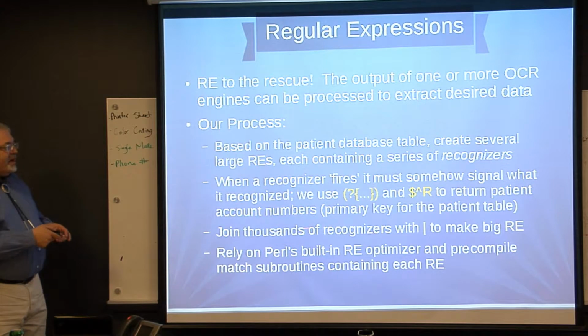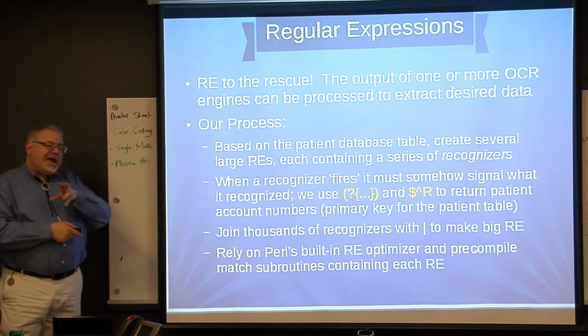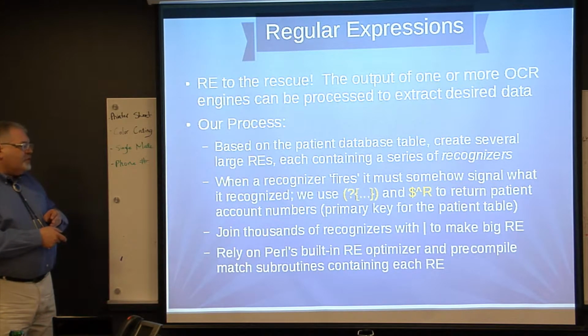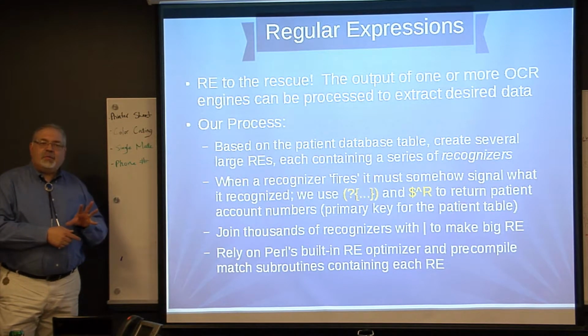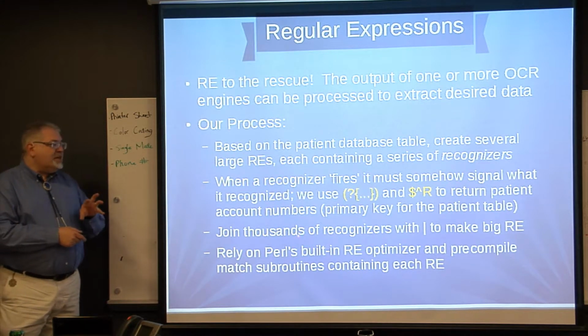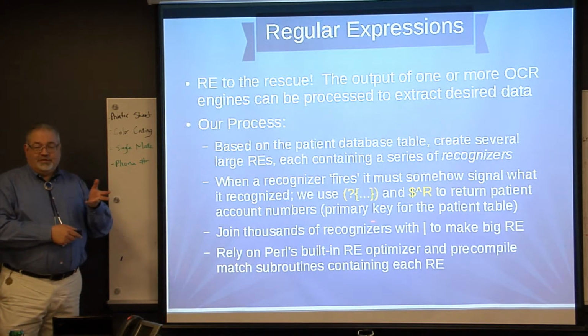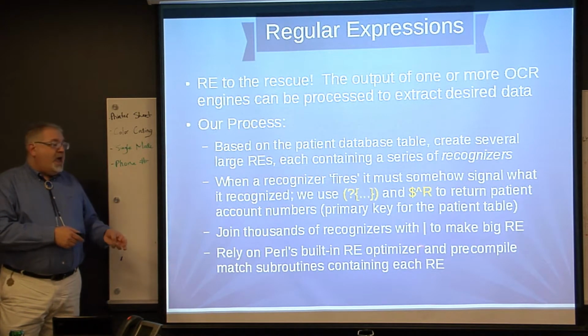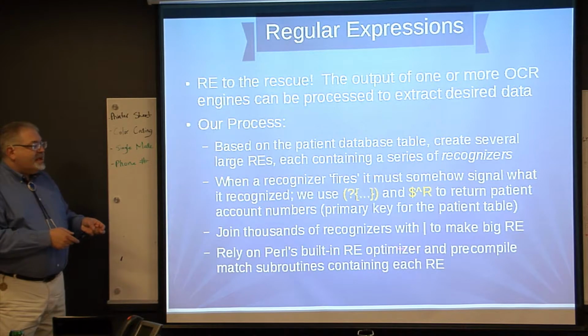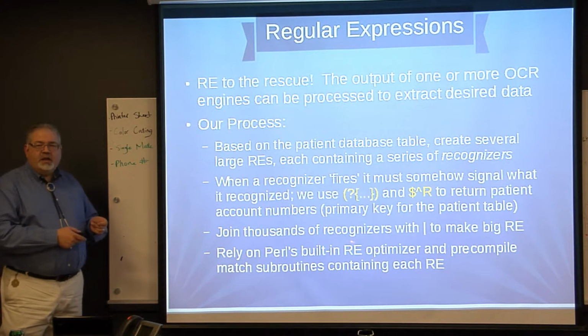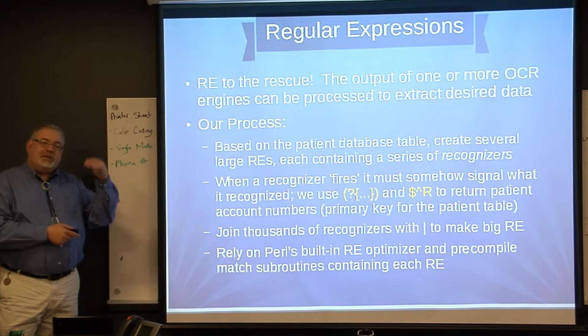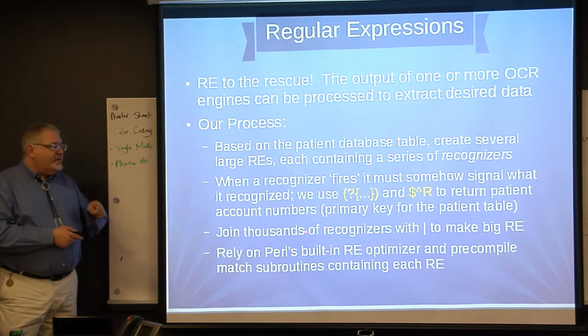Then you have to join these recognizers, and of course there are thousands of them, so we'll use the vertical bar to make a big RE. Internally, we rely on Perl's built-in optimizer. There are optimizations already in the regular expression engine for handling gigantic regular expressions, like 400,000 characters long. You can have a huge RE, and it gets optimized because it gets precompiled. In that precompilation stage there's some sorting going on, some length optimization, and it knows when to bail on a particular expression, so it's getting smarter about it.